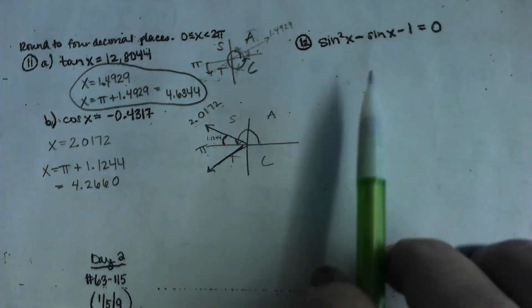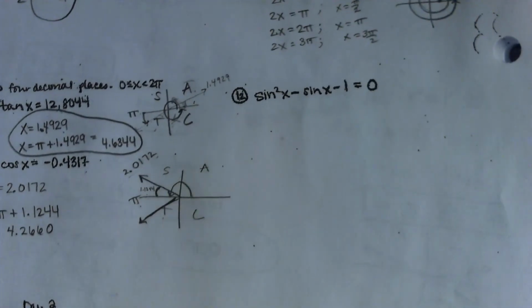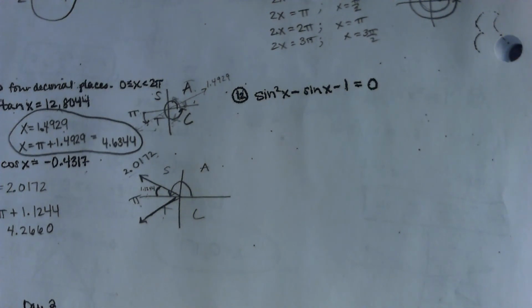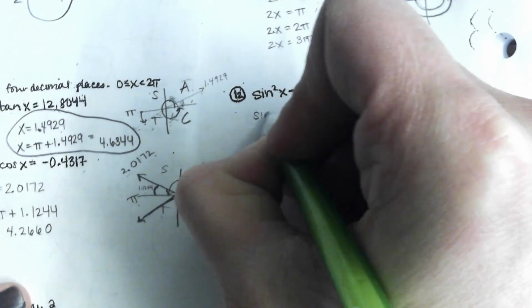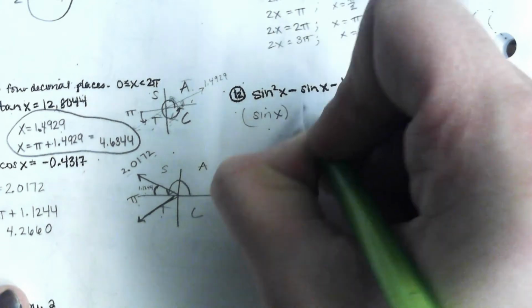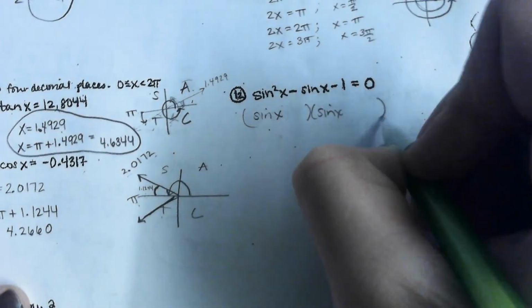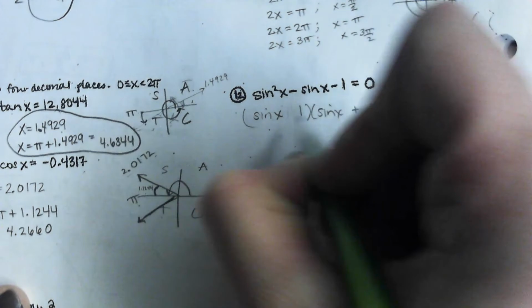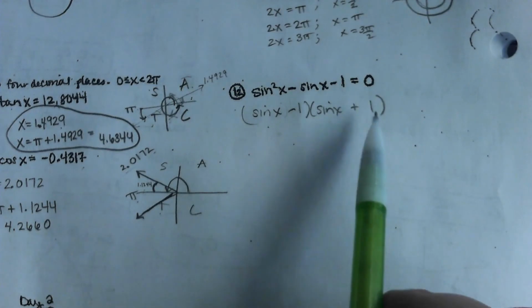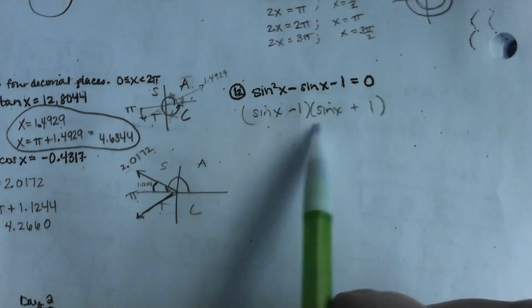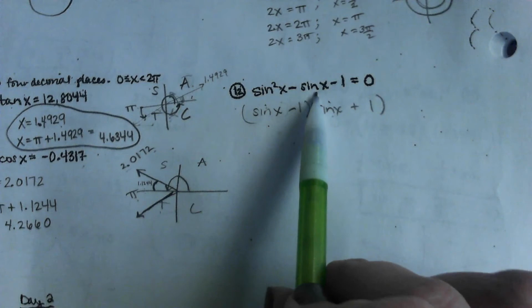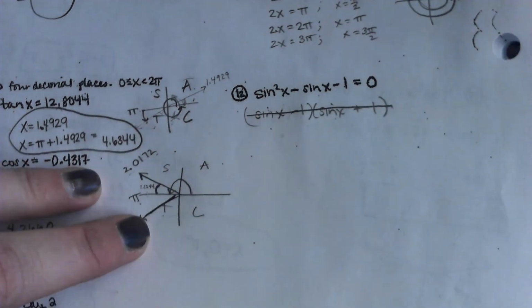All right, and then 12. It looks like a typical factoring one, but I don't think it's factorable because you'd have to be sine of x and sine of x. 1 and 1, but one would have to be plus and one would have to be minus. So that's plus 1 sine x minus 1 sine x, which would be a 0 sine x in the middle. So that is not factorable.